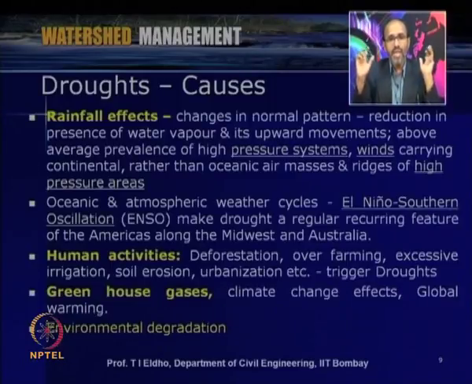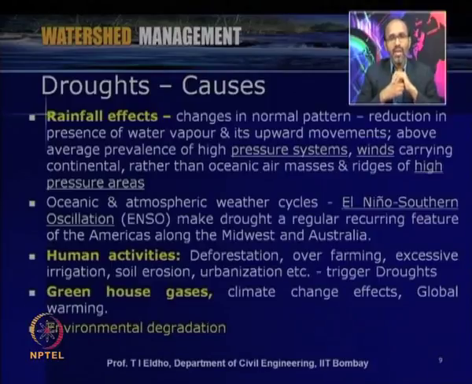Then conditions like oceanic and atmospheric weather cycles, like El Nino, Southern Oscillation, ENSO, that kind of phenomena make drought a regular recurring feature of various continents like the Americas along the Midwest and Australia. So this is not only the rainfall effects, but rainfall is the main cause, and the rainfall will be reduced, or the monsoon will be affected due to oceanic and atmospheric weather cycles.